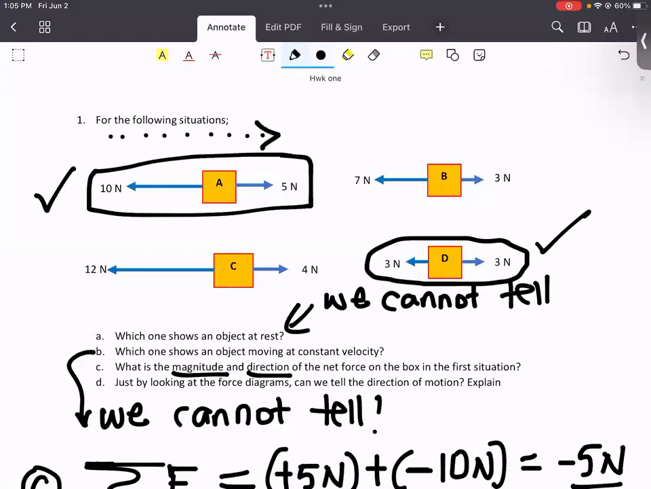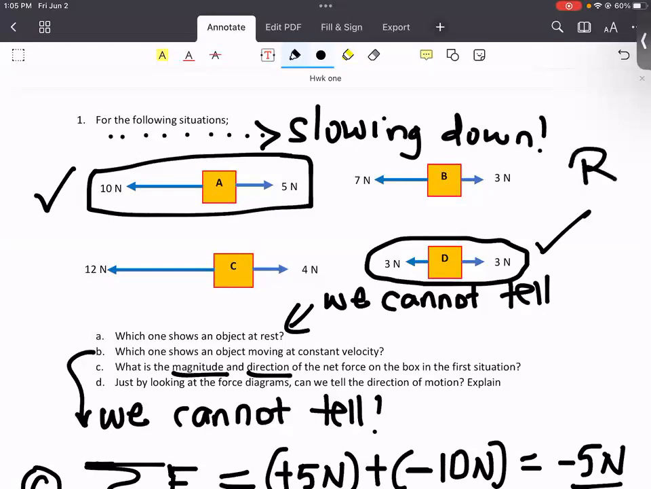It might be moving to the right, but slowing down. So it's possible this can be the case, slowing down. This object A could be going to the right, or right, my right is this side. It could be going to the right, but slowing down. Why am I saying slowing down? Because there is a larger force to the left, and there's a smaller force to the right. So it could be slowing down, but going to the right.